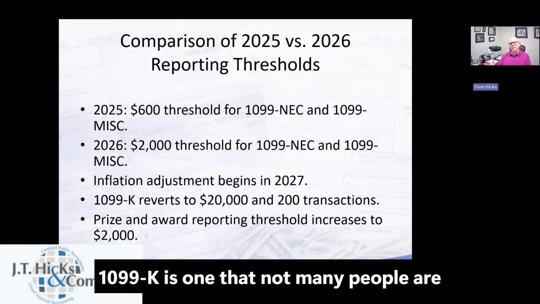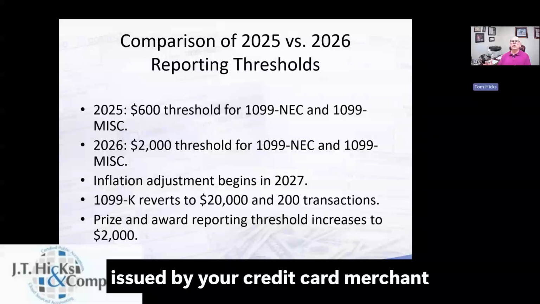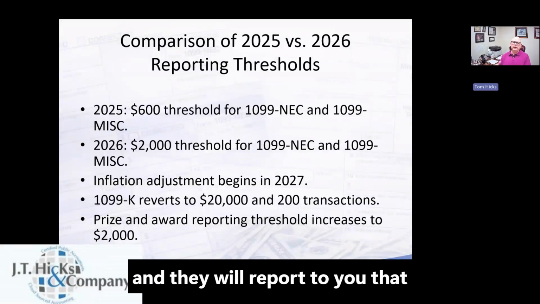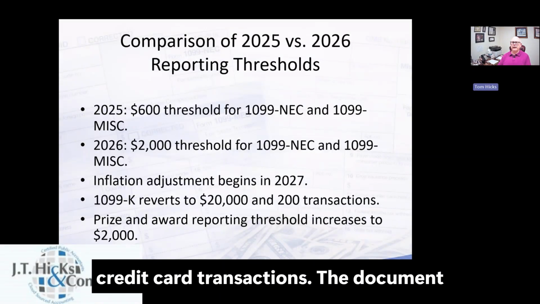1099-K is one that not many people are familiar with. This is a document that's issued by your credit card merchant services company, and they will report to you that you processed a certain amount of credit card transactions.